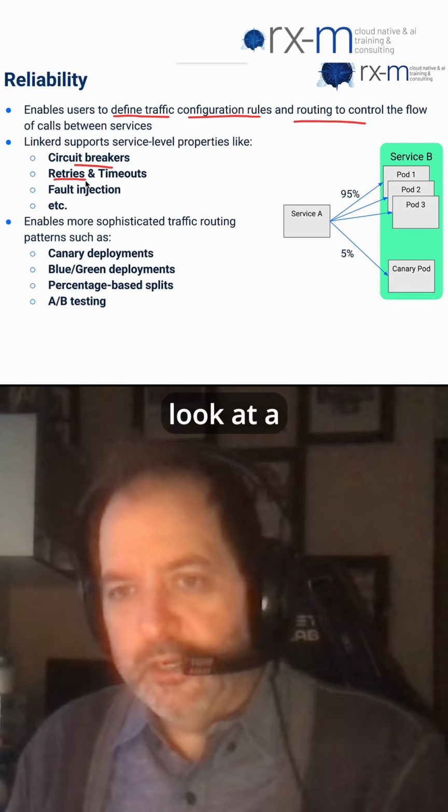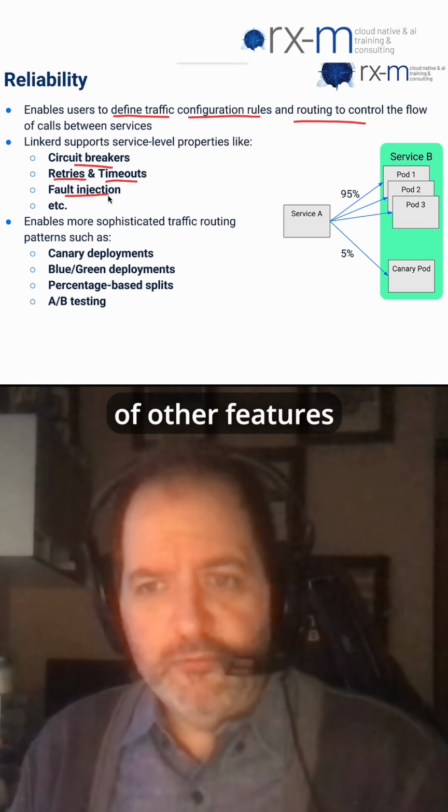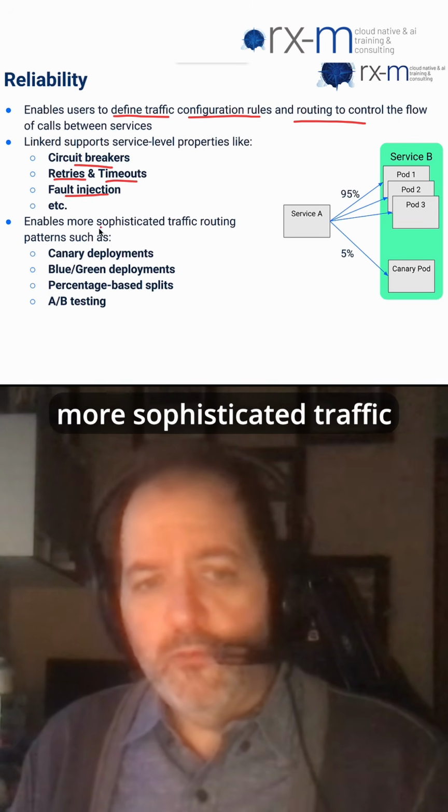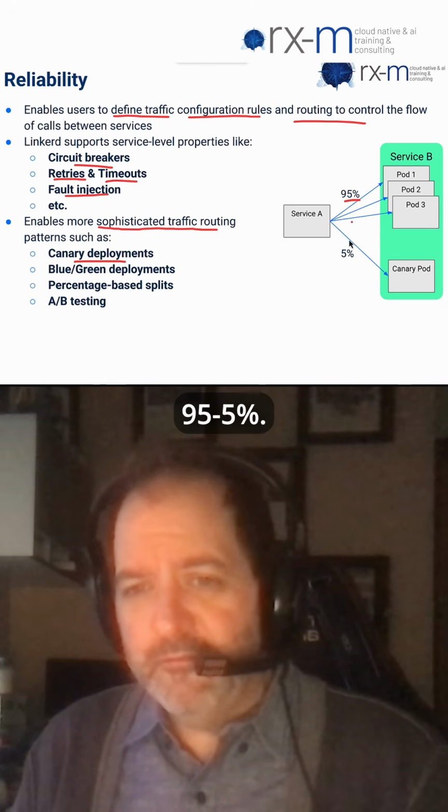And we're going to, of course, look at a couple of examples for this. Things like timeouts and even fault injection. There's all sorts of other features that we're going to look at. And then you've got different or more sophisticated traffic routing, right? Like I said, canaries, you can do a split like this, 95-5%.